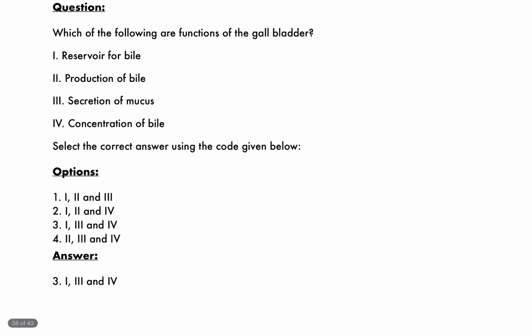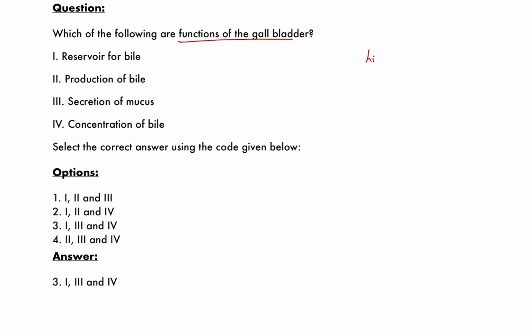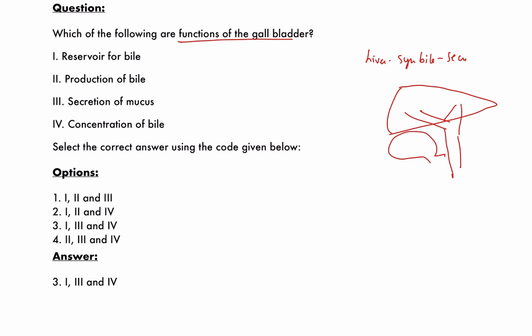Now, which of the following are functions of gallbladder? See, liver synthesizes bile. It secretes bile. So if this is liver, okay, the bile, and you have gallbladder. Now when patient is fasting and all, the bile will store here. So storage of bile, concentration of the bile, that is reservoir of the bile, is gallbladder.